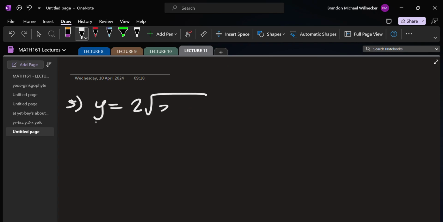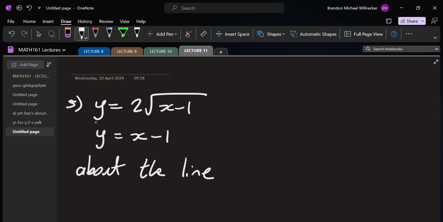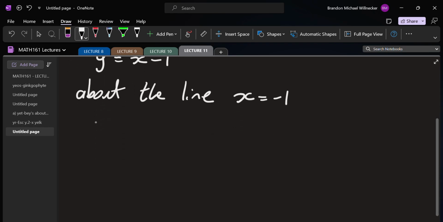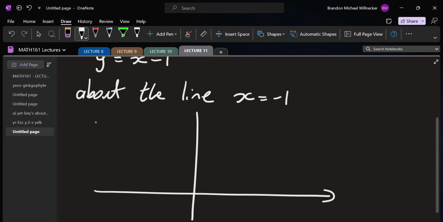Let's have a look at the last problem for today. Number 5. We have y equals 2 root x minus 1, y equals x minus 1, about the line x equals minus 1. So now we're rotating around this new line, x equals minus 1. So let's sketch this.